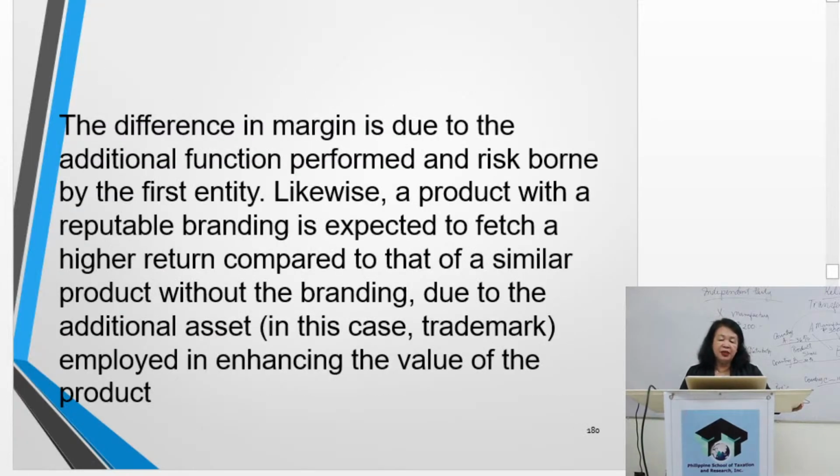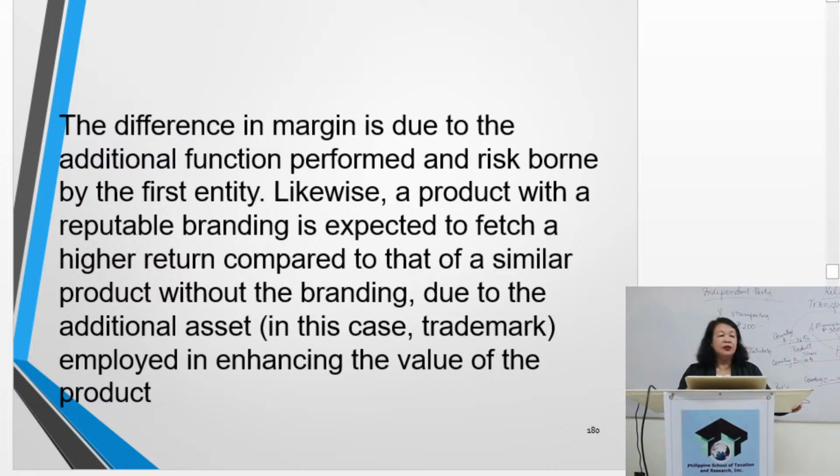No? Okay. So, the difference in margin is due to the additional function performed and risk borne by the first entity. So, likewise, a product with a reputable branding is expected to fetch a higher return compared to that of a similar product without the branding due to the additional asset, in this case, trademark employed in enhancing the value of the product. Okay. So, saan daw nagkakaroon ng difference sa margin? No? So, there is difference in margin. Ang dahilan, yung functions performed and the risk borne by the first entity. So, sa independent market, if the entity have so much risk, no, na naka-assign sa kanya, so dapat binabayaran din siya doon sa risk na yan. No? Kasi kung hindi siya compensated, then the transaction is not arm's length.